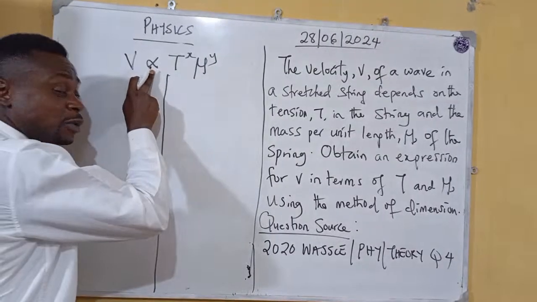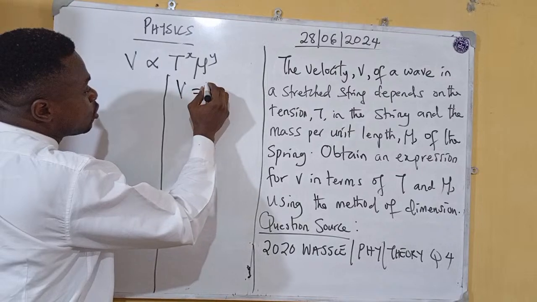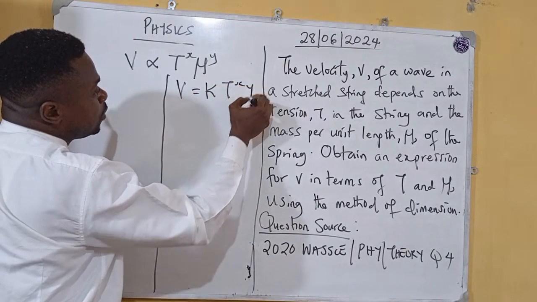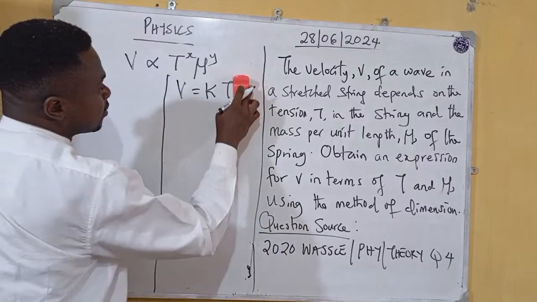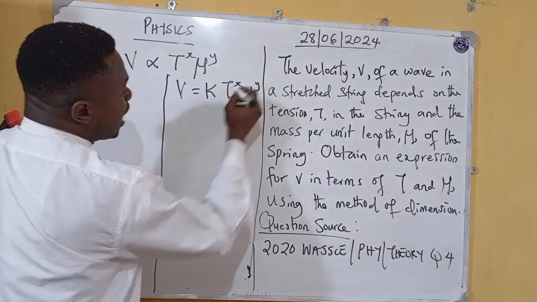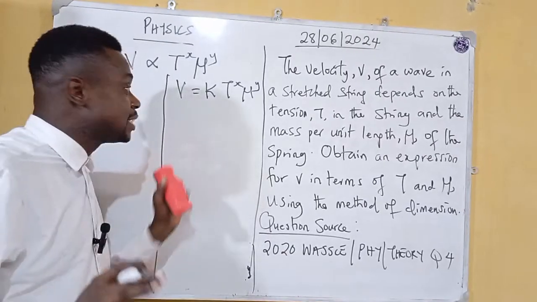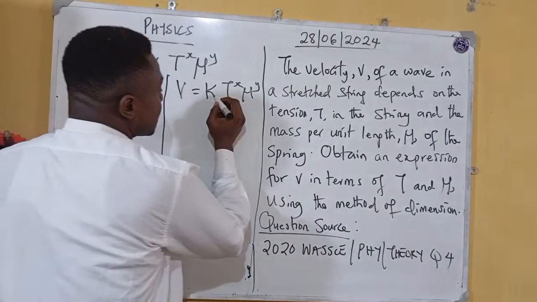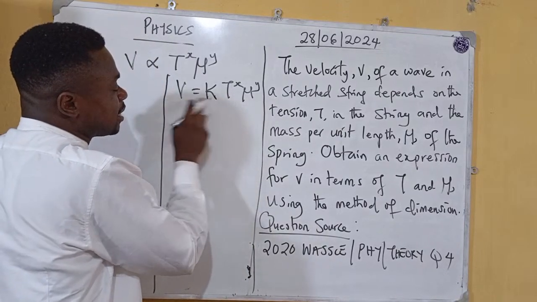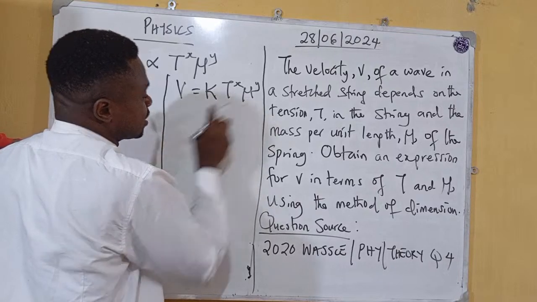If you remove this sign of proportionality, we introduce a constant. So V is now equal to K T raised to power x, mu raised to power y. K is a constant. This K, we don't bother about the dimension of this because it has nothing here. Our focus is on this.